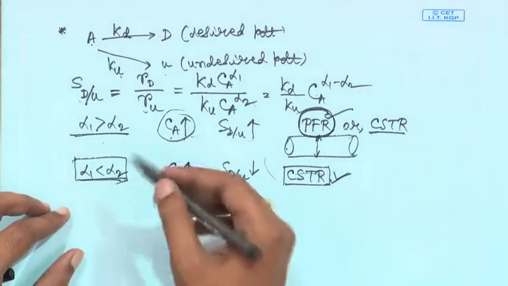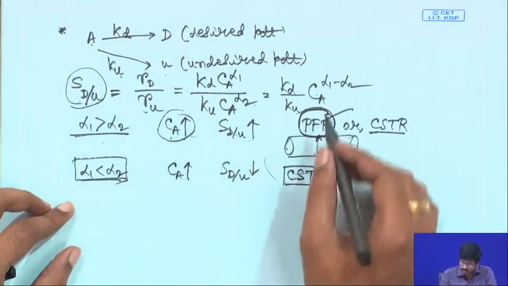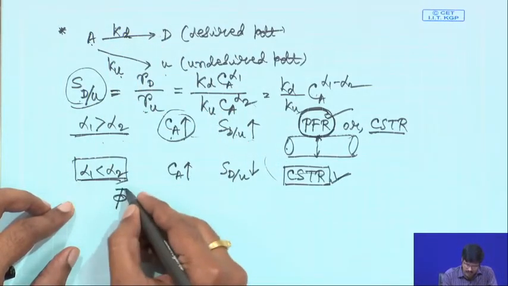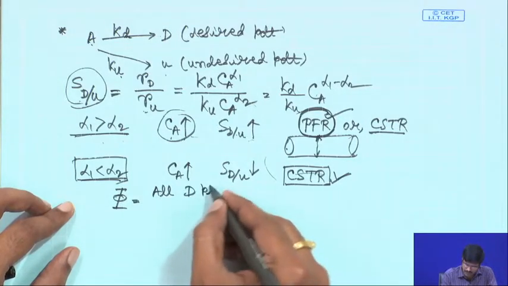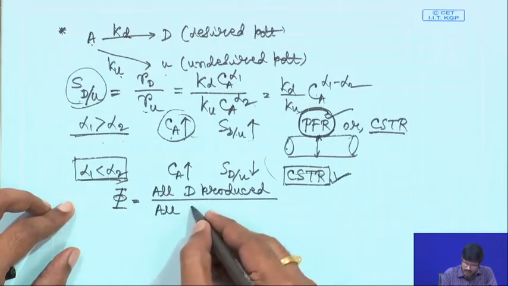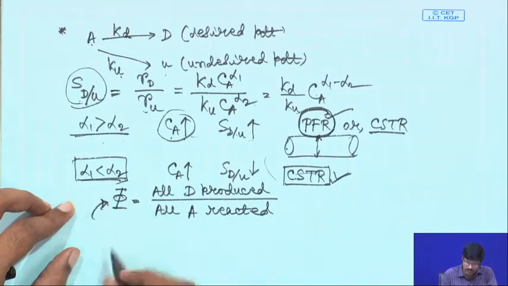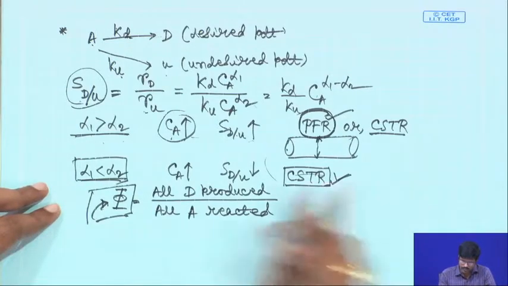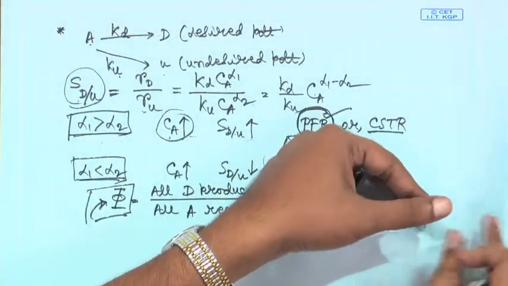Now, we are talking about this selectivity. It is also important to talk about overall fractional yield with respect to this selectivity. So, overall fractional yield, let us say this capital phi, will be equal to all of the D produced divided by all of A reacted. That will tell you the selectivity. Now, if you are considering this case alpha 1 greater than alpha 2, let us now plot a graph and see the situation.